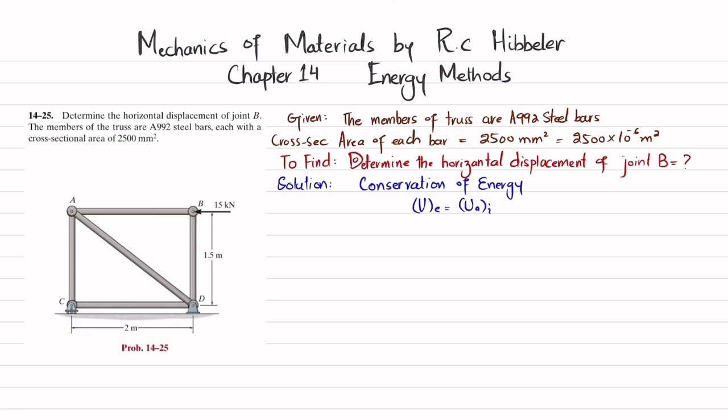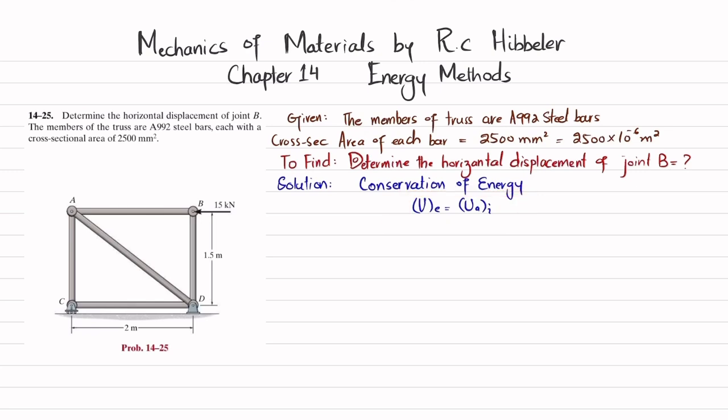This topic comes under the category of conservation of energy. Due to this external load, point B will move through this distance, delta B. Force times this distance is work, which is the external work, and that is stored in the form of strain energy. So the external work due to the external load will be stored as strain energy, which will be equal to the axial strain energy in this truss. So the main basic equation is this one, and we'll apply this equation. Let's start with the solution.